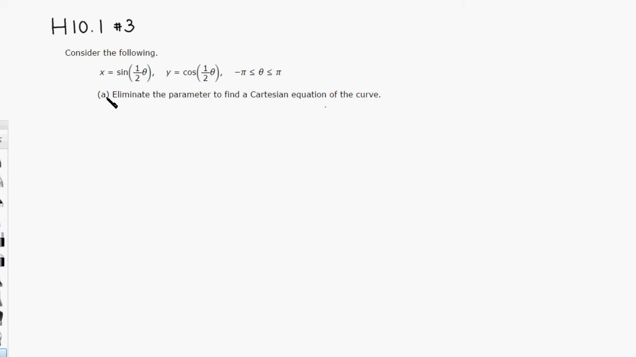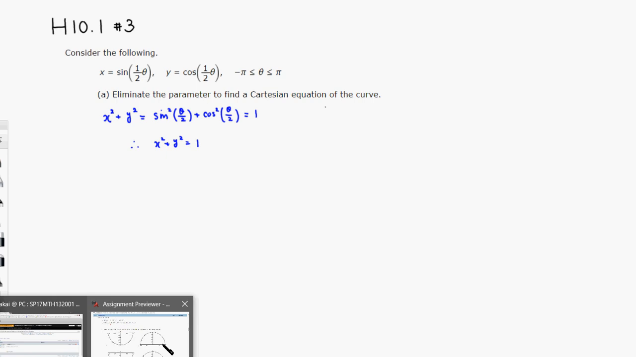So if you do x squared plus y squared, this is going to be sine squared of theta over 2 plus cosine squared of theta over 2. Because of the trig identity, we know that this is equal to 1. So we have an equation x squared plus y squared equals 1, which is the equation of the unit circle.